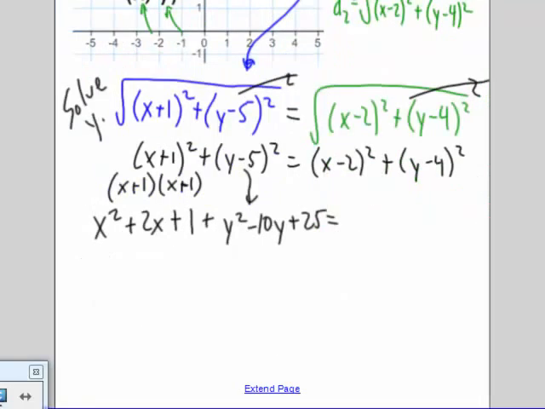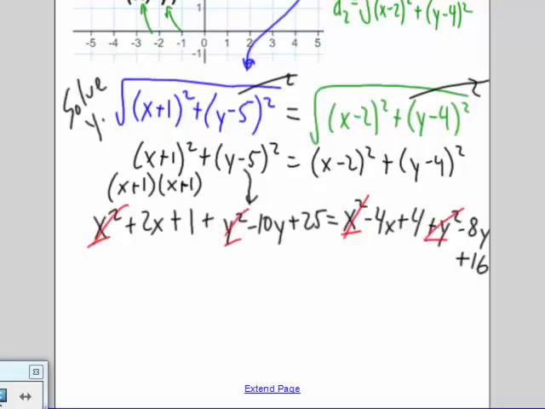And then I'll do the same thing over here. So I'd have x squared minus 4x plus 4, and then plus y squared minus 8y plus 16. So lots of stuff. And now let's start looking at it. If on both sides of the equal sign I have an x squared and an x squared, those cancel each other, right? I could subtract an x squared from both sides. Same thing with my y squareds. They cancel.